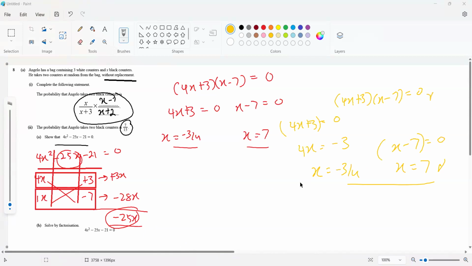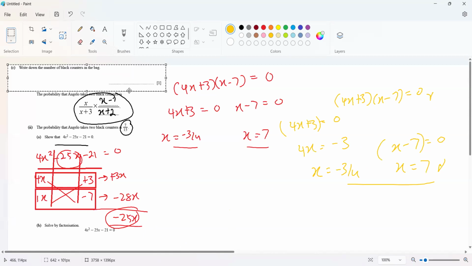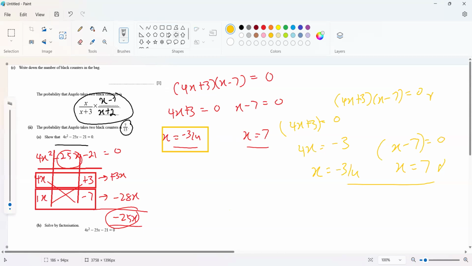So lastly, for part C, they ask us to write down the number of black counters in the bag. So basically choose the x value. Of course, we can't have a fraction for our number of balls. So in this case, we will take x equals 7. So there are 7 black counters in the bag, right? That is our x.